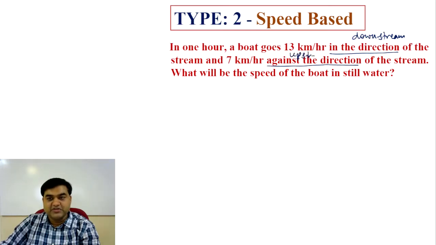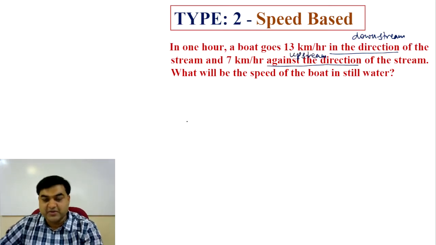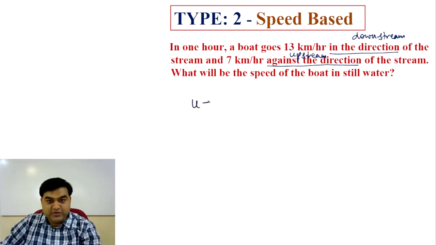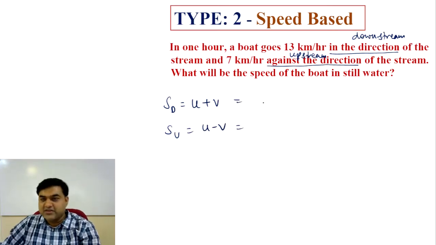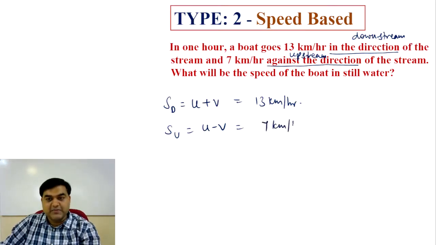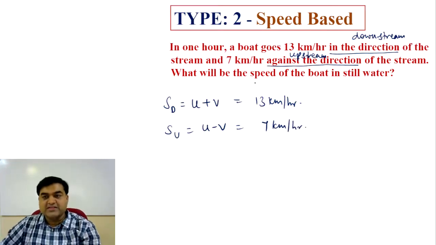The question gives upstream and downstream. So what have they given, my dear friend? They have given u plus v, that is the speed in downstream, and u minus v in upstream. These two values they have given. Speed in downstream is 13 km per hour, that is u plus v. Speed in upstream, u minus v, is 7 km per hour, right? And what they are asking is the speed of the boat in still water. They are asking the value of u, correct?